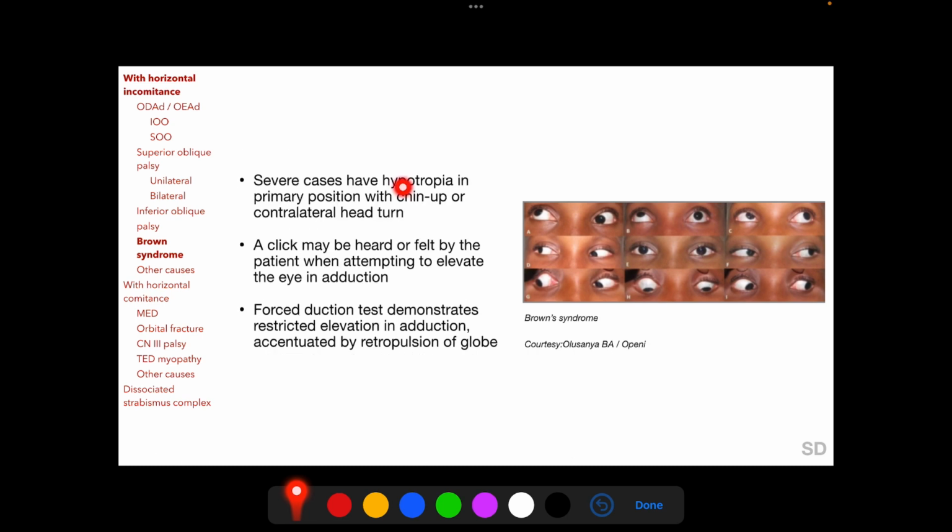Severe cases can have hypotropia in primary position with the patient taking up a chin up or a contralateral head turn compensatory posture. The patient may hear or feel a click when he or she attempts to elevate the eye in adduction, and forced duction test demonstrates restricted elevation in adduction, which is accentuated when during the forced duction test the globe is pushed backwards, further tightening the superior oblique muscle. Forced duction test shows minimal restriction or is negative when the globe is elevated from the primary position or the abducted position.